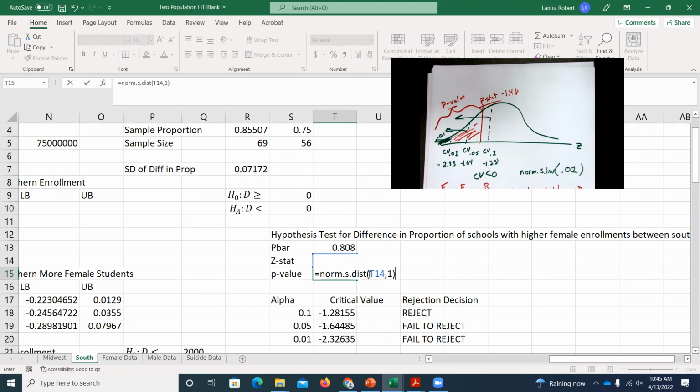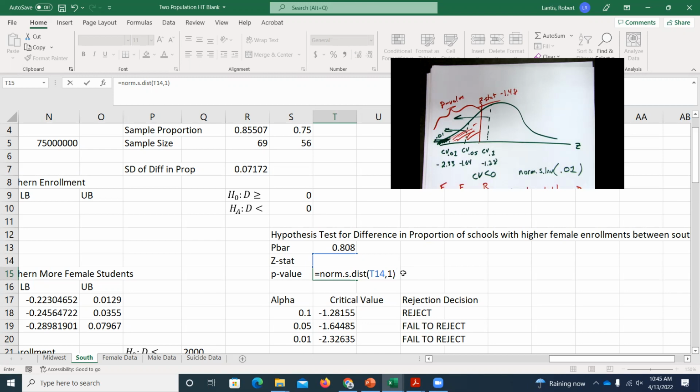I can find the area to the left and then subtract it from 1 to find the area to the right. But changing this value doesn't change whether it's looking to the left or the right. You can always just tell it to make it cumulative. So think about when you use this formula, it's always only going to give you the area to the left.